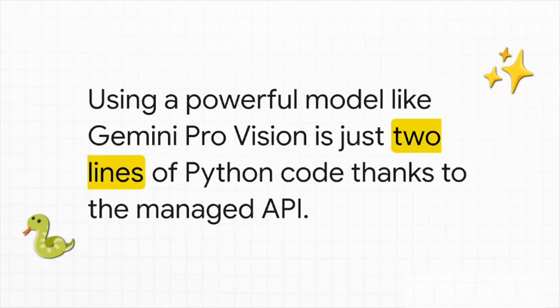And just to show you how easy that first option is, check this out. If you want to use a beast of a model like Gemini Pro Vision, which can see and understand images, you are literally 2 lines of Python code away from making that happen. That's it. That's the beauty of a managed API.